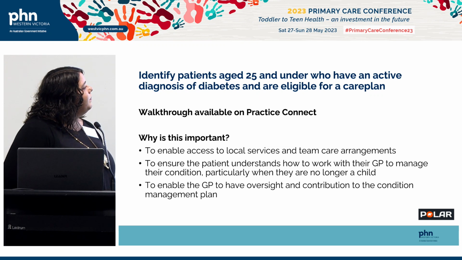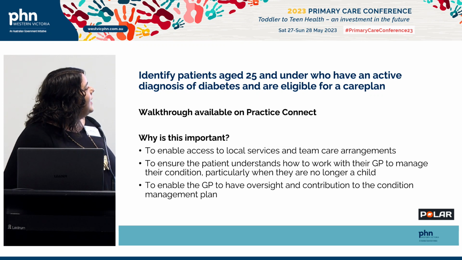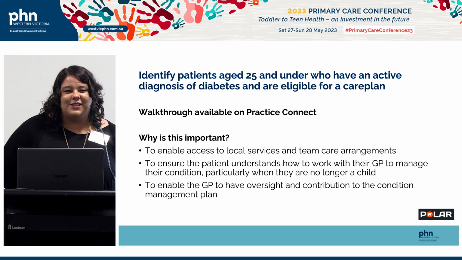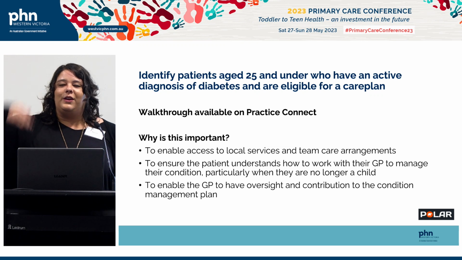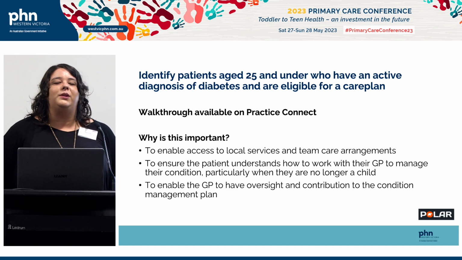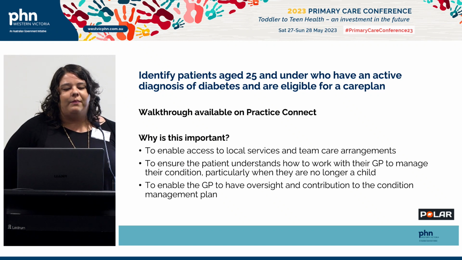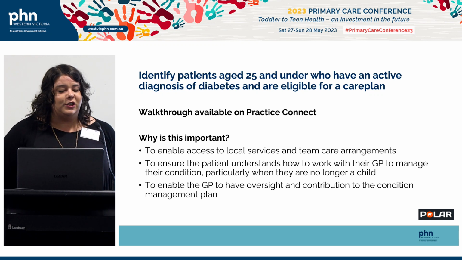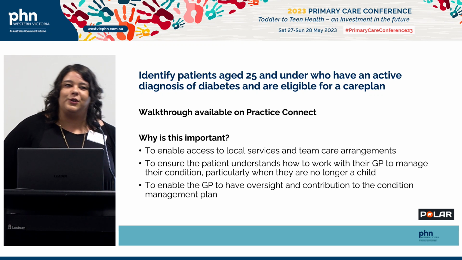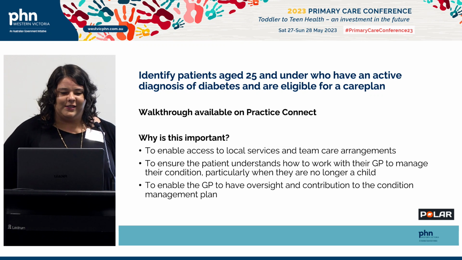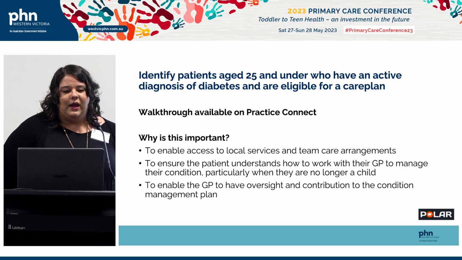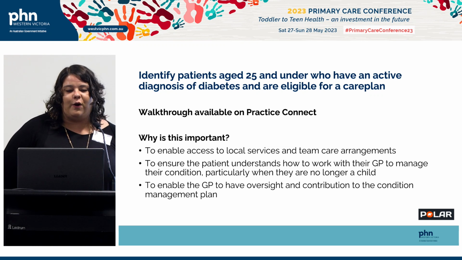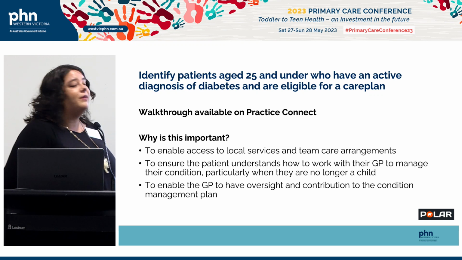So, with their local GP, so that they can get to know the health system really well, because at some point they're not going to be able to access those services anymore. So if they're building a relationship with a local GP and they get to know their local services, it can ensure the patient understands how to work with their GP and manage their condition, particularly in a few years when Johnny turns 20 or whatever it is, whenever his eligibility runs out. And it's important that the GP themselves can have oversight and contribution to the condition and the management plan.